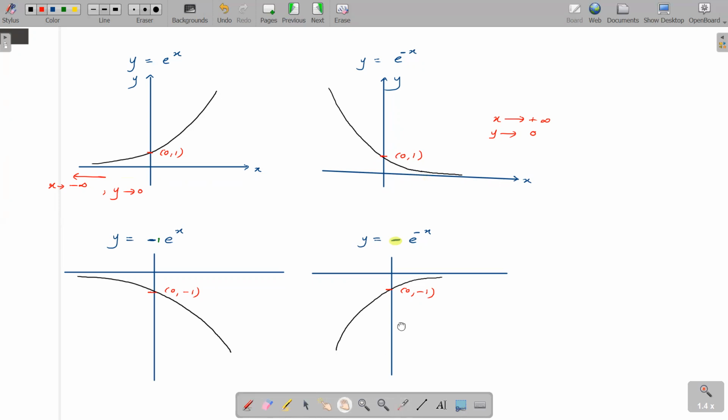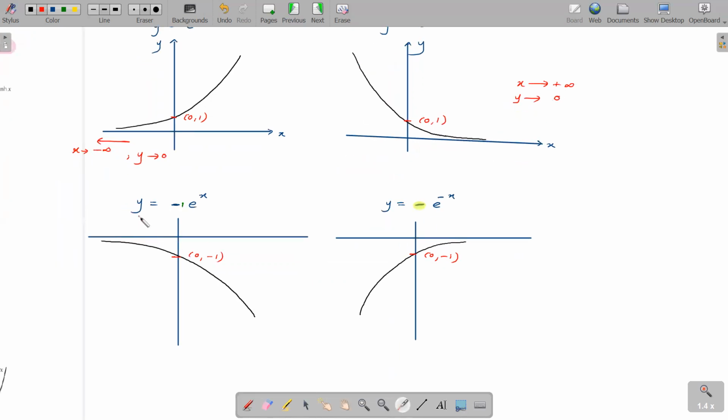All right, guys. So in this graph, again, how does it work? You can see as x reaches negative infinity, your y value reaches 0. And here as x reaches positive infinity, your y value reaches 0. All right, guys.